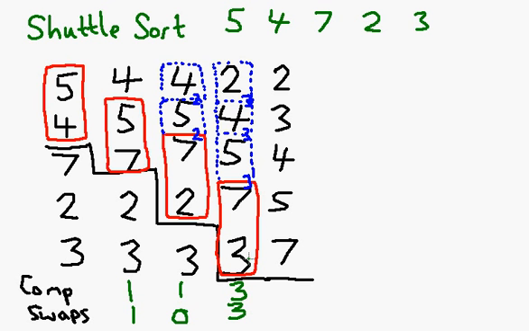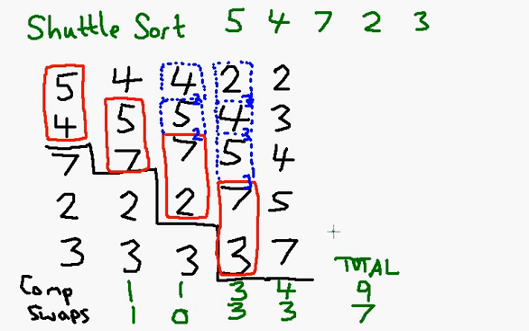In the final pass, we compared the 3 with the 7, the 3 with the 5, the 3 with the 4, and the 3 with the 2. So we made 4 comparisons. We swapped the 3 and the 7, swapped the 3 and the 5, swapped the 3 and the 4, so we made 3 swaps in total. We didn't swap the 2 and the 3. So in total, we've got 1, 2, 5, 9 comparisons, and 1, 4, 5, 6, 7 swaps.